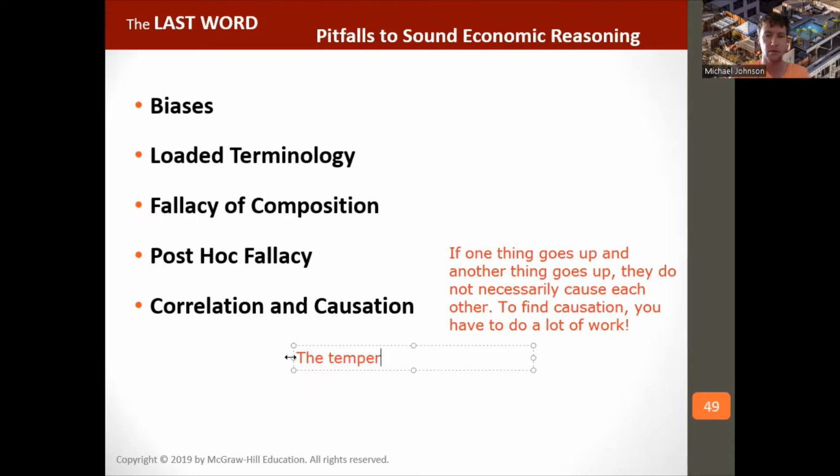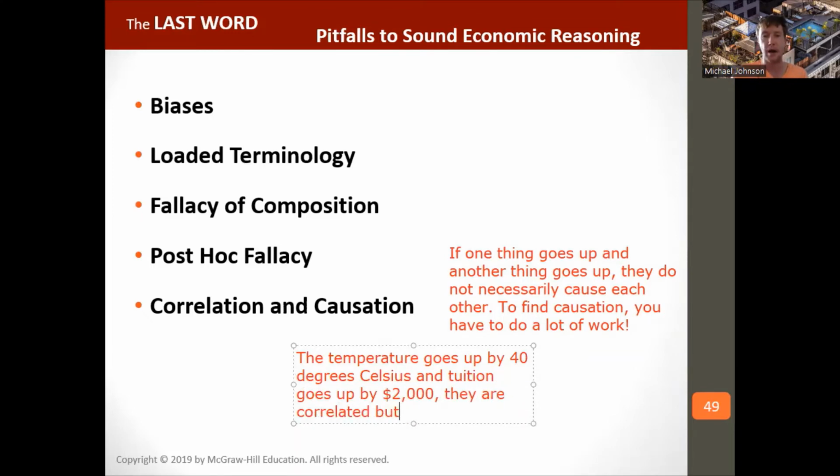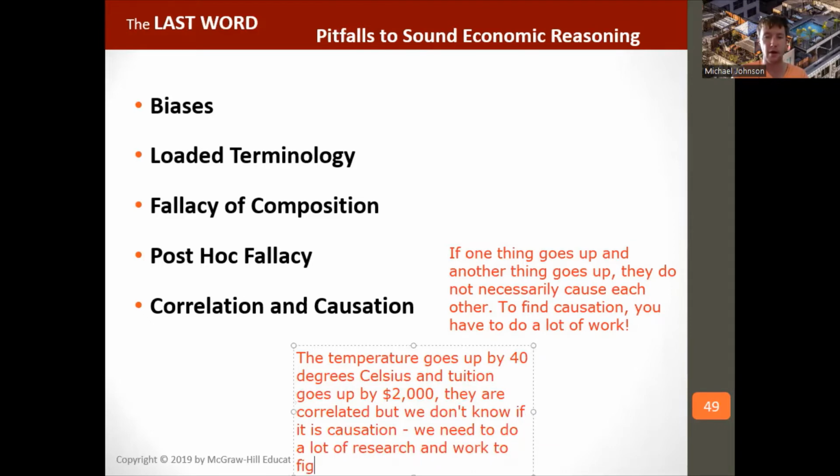Let's say the temperature goes up by 40 degrees Celsius and tuition goes up by $2,000. They are correlated, but we don't know if it is causation. We need to do a lot of research and work to figure out if they are causal. So that's an important distinction. Don't say something causes another unless you've done a lot of research on it. Causation is incredibly hard.